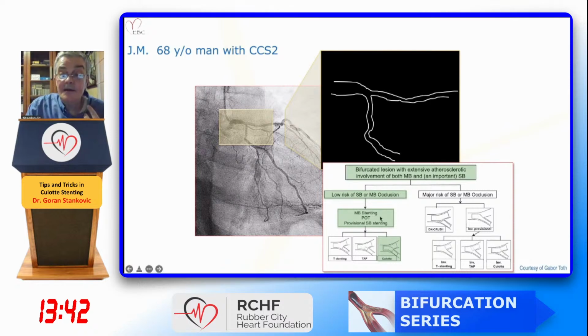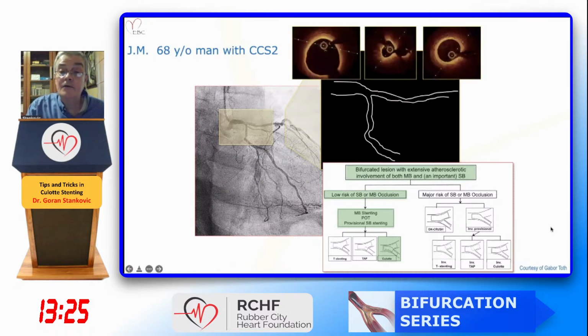So the decision is to do either culotte, or you can also, in case of expected major risk, stent first towards the circ, and by stenting towards the circ, you go in this second arm, inverted provisional, and then inverted culotte.